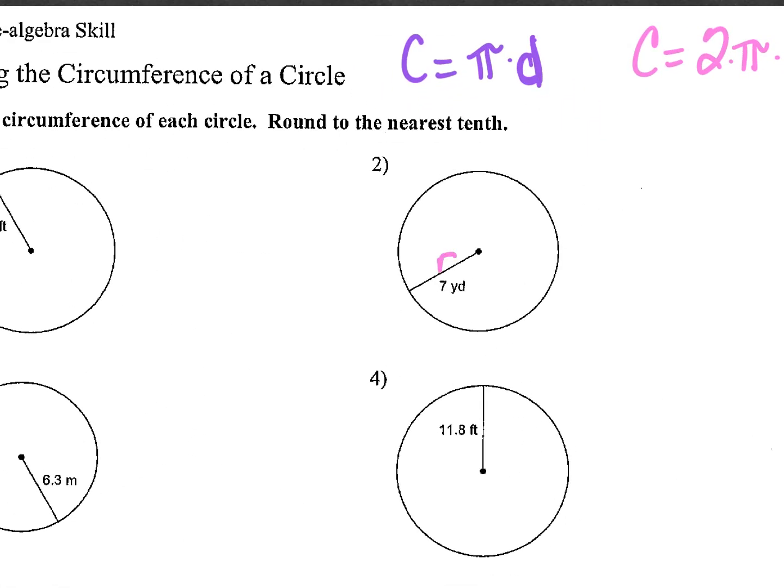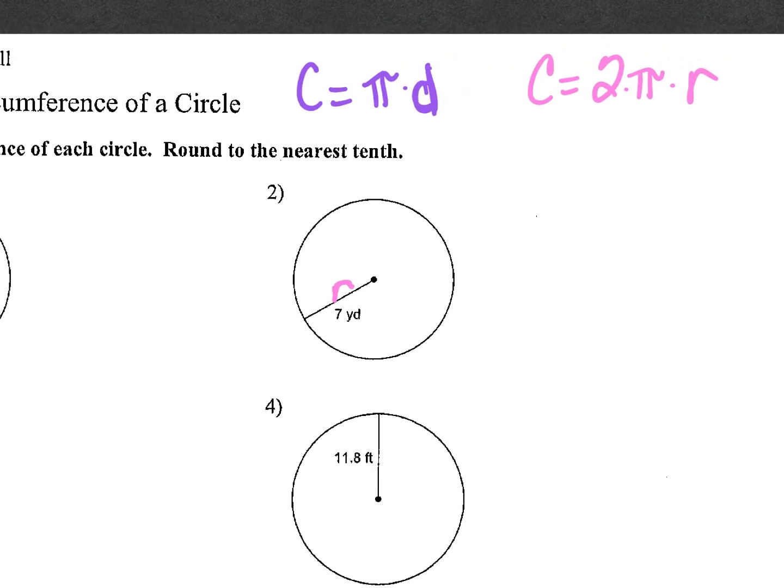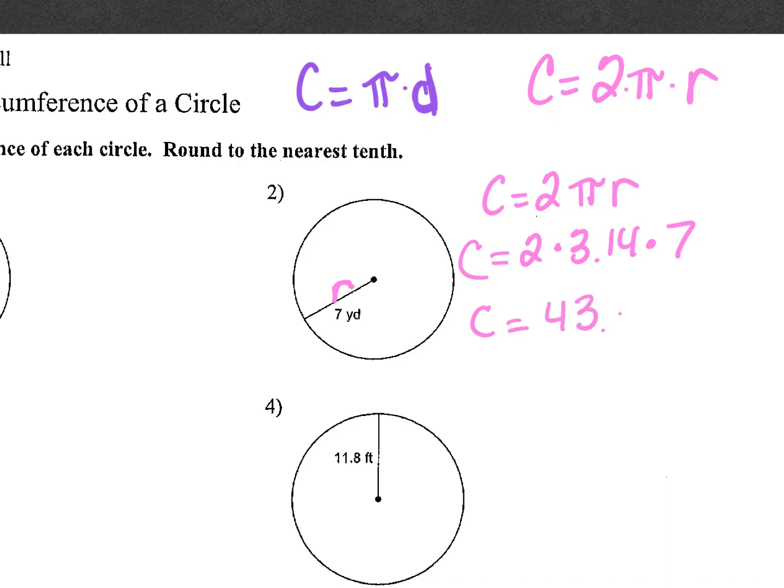This is the radius. So I'm going to use C is equal to 2 pi r, which means I'm going to do 2 times 3.14 times my radius, which is 7, which is going to give me, when I plug in, 43.96, and that's going to be yards. And that's what we're looking for. That's our answer.